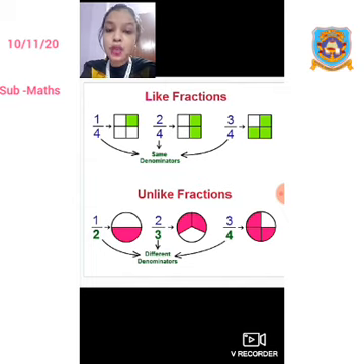Okay children, in this way we can identify the difference between like and unlike fractions for any figure you take. It can be a rectangle, a triangle, or an oval shape.